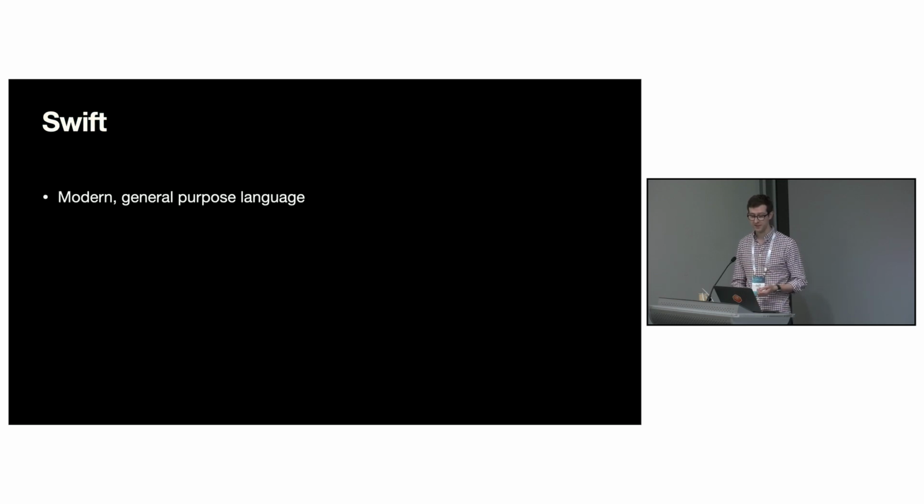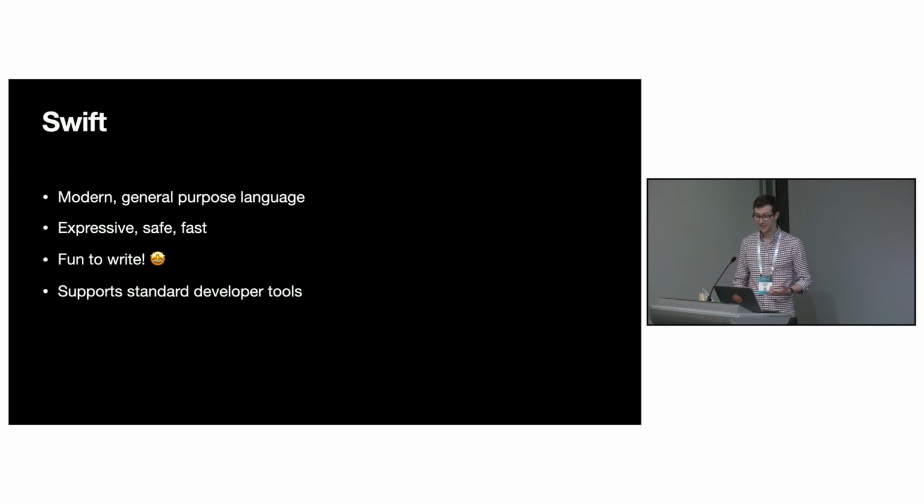Swift is a modern, general-purpose programming language. It's expressive, safe by design, and fast. It's also really fun to write. And you can develop it using a variety of tools. VS Code has great support for Swift, but you can use any number of editors like Vim or Emacs, which integrate with standard tooling like LSP.